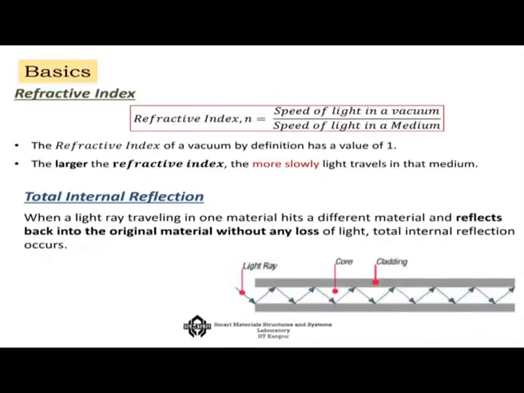When a light ray is traveling in one material and meets a different material, depending on the refractive index, it is possible that it reflects back into the original material without any loss of light. So, that means it goes here, but because of a certain refractive index condition, it does not go inside this, but it actually gets reflected from the surface, and then this continuously happens. This is exactly what happens in optical fibers.